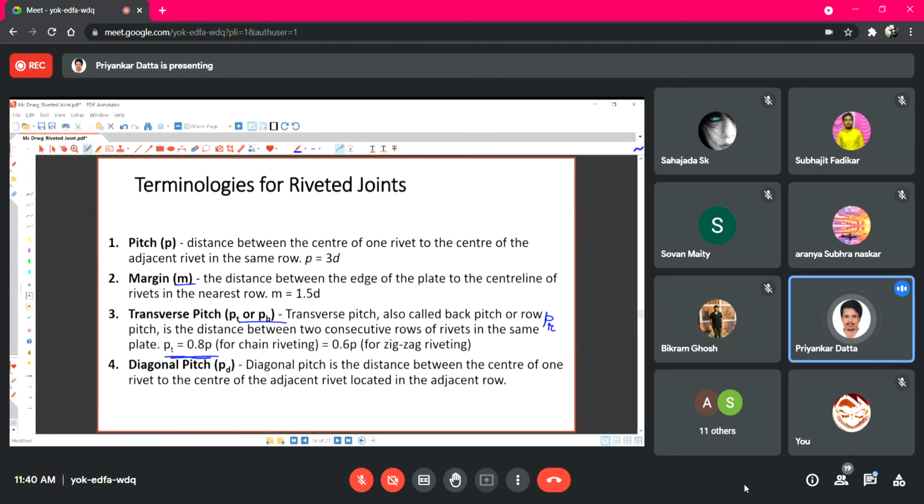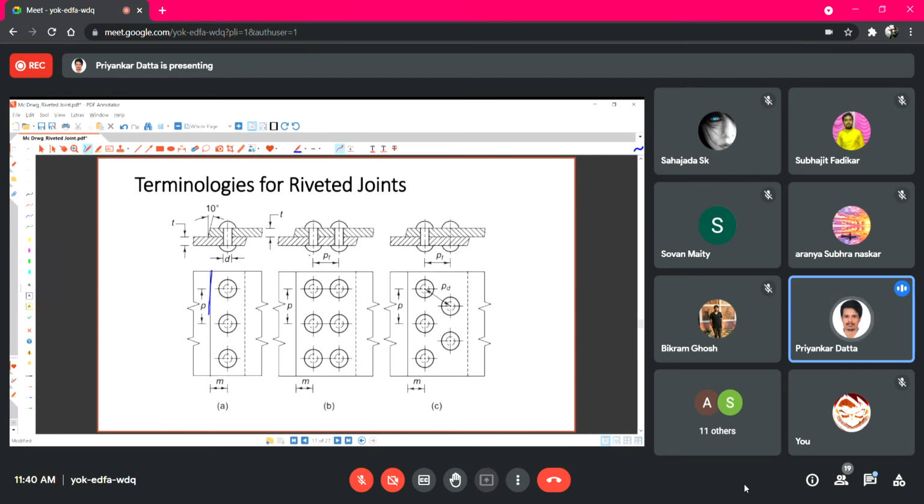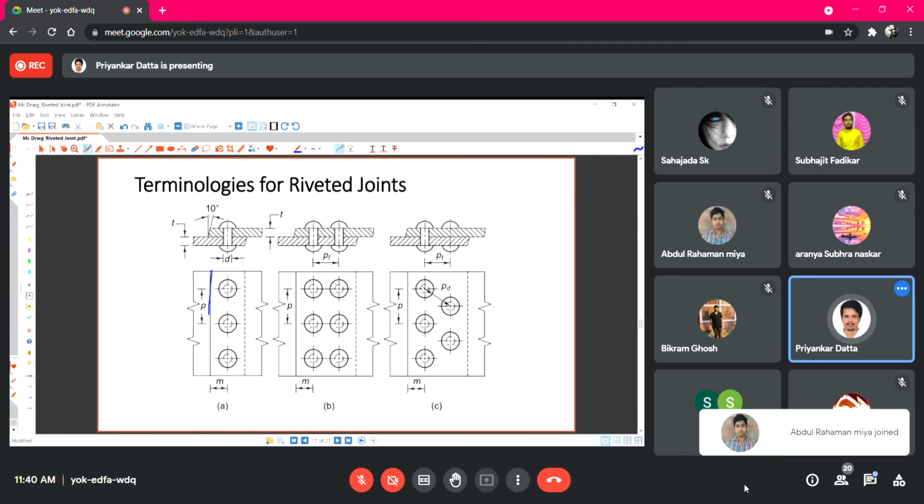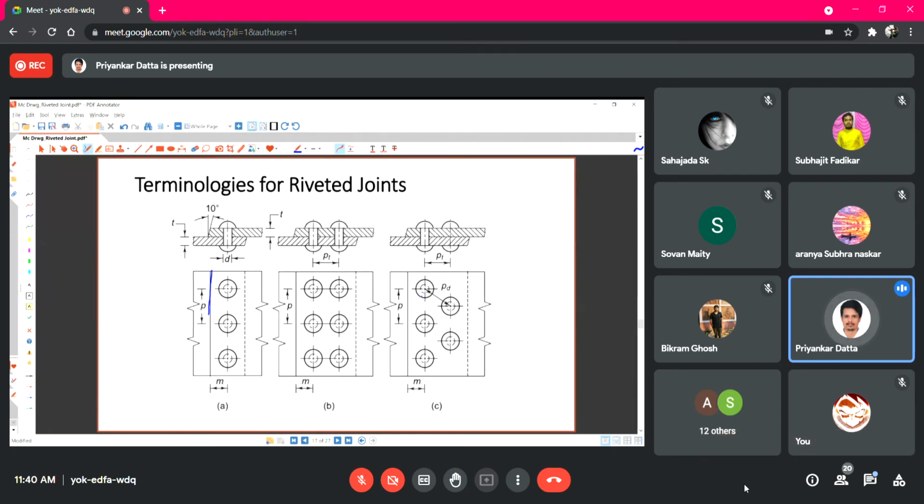Those are also mentioned here. For chain riveting, it is generally 80% of P, and for zigzag riveting, generally 60% of P. So this transverse pitch or back pitch is the distance between two rows, and this diagonal pitch is only applicable for zigzag type of riveted joints, where the distance between any two rivets placed in consecutive rows is measured.